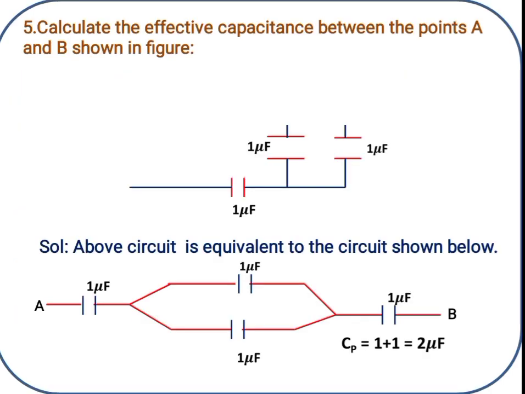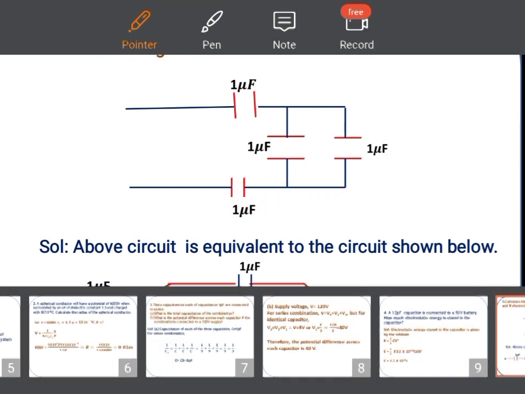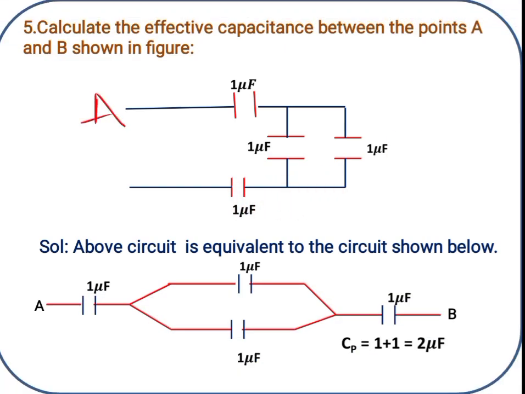Next one, calculate the effective capacitance between the points A and B as shown in the figure. Suppose we consider this is point A and this is B. All capacitor values are 1 microfarad. You just carefully see here, everywhere it is 1 μF.